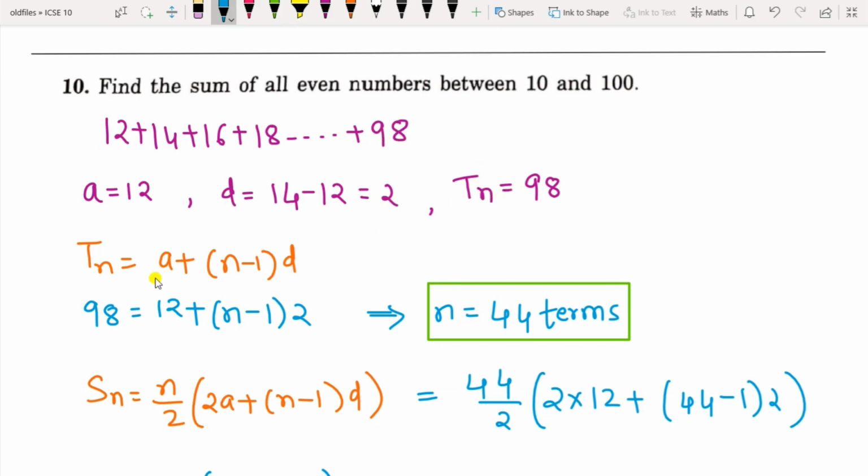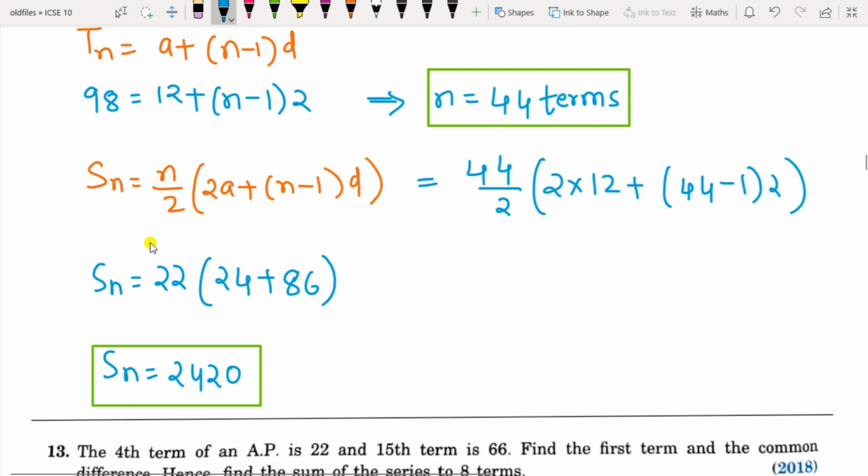When we know Tn, apply the formula and find the value of n, it will be 44 in this case, and then apply the formula Sn equal to n by 2 into (2a plus (n minus 1)d). Substitute the values of a, d and n here, and you get the sum of the n terms as 2420. The sum of the 44 terms is 2420.